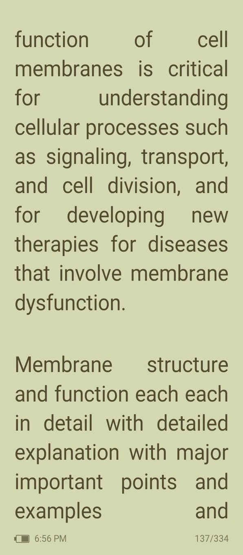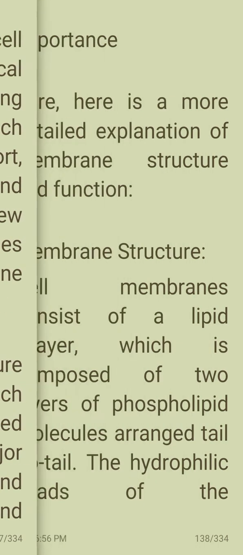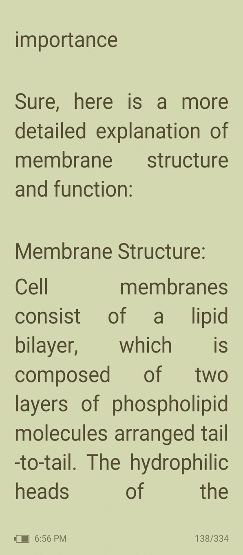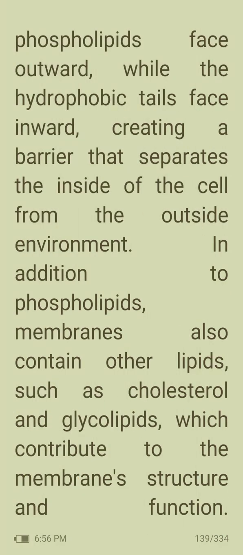Membrane structure and function, each with detailed explanation. Membrane structure. Cell membranes consist of a lipid bilayer, which is composed of two layers of phospholipid molecules arranged tail to tail. The hydrophilic heads of the phospholipids face outward, while the hydrophobic tails face inward, creating a barrier that separates the inside of the cell from the outside environment.